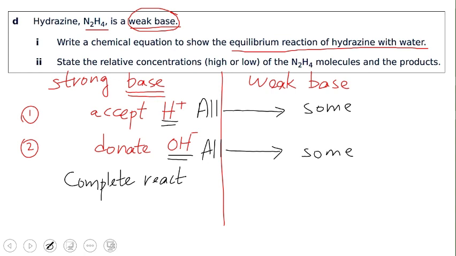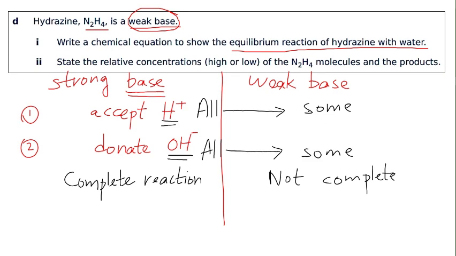Complete reaction will be possible here. And in case of the weak base, the reaction will not be complete, just like the strong acid and weak acid. The reaction will not complete, and the reaction can go backward as well. It will accept some H positive and again it can go back, because it is a reversible reaction. And here it can donate some OH negative and also go back. So in case of the strong base, we will write a one-sided arrow, and in case of the weak base, we will write a two-sided reversible arrow. So this is the main difference between the strong base and the weak base. So by using this concept, now we have to solve this part D.